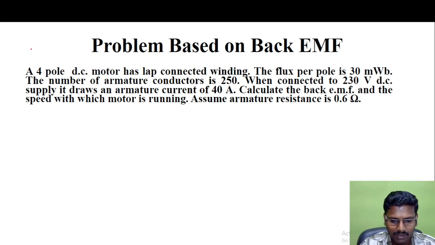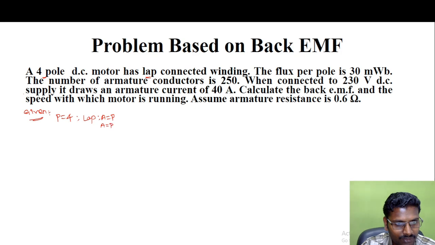So, let me first write the given values. Given values are: a 4-pole DC motor, so the number of poles P is equal to 4 here, right? It has lap winding. So if it is lap connected, A, the number of parallel paths, is always equal to the number of poles. So here the number of poles is 4, so A is equal to P is equal to 4. Both will be the same here.